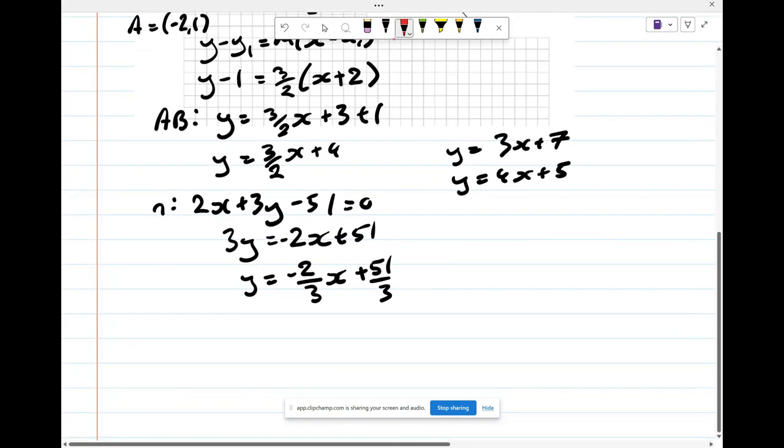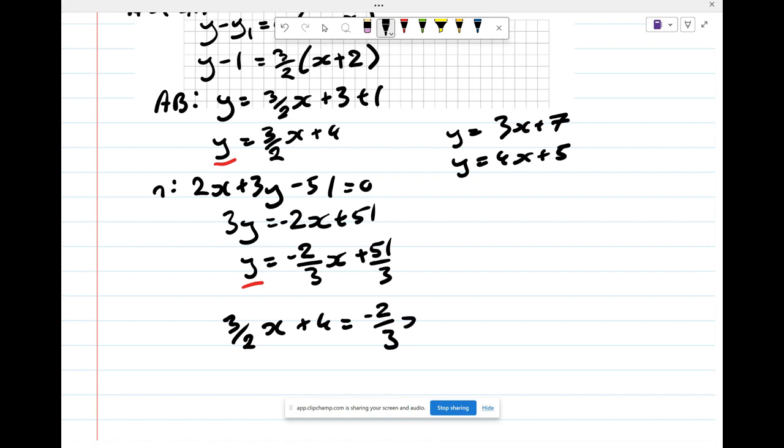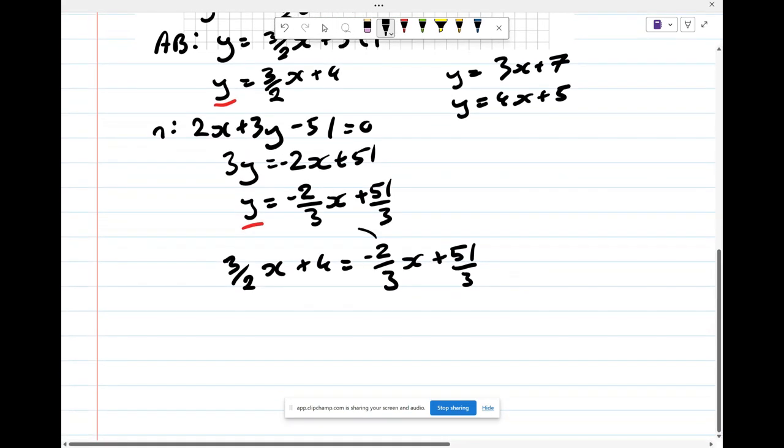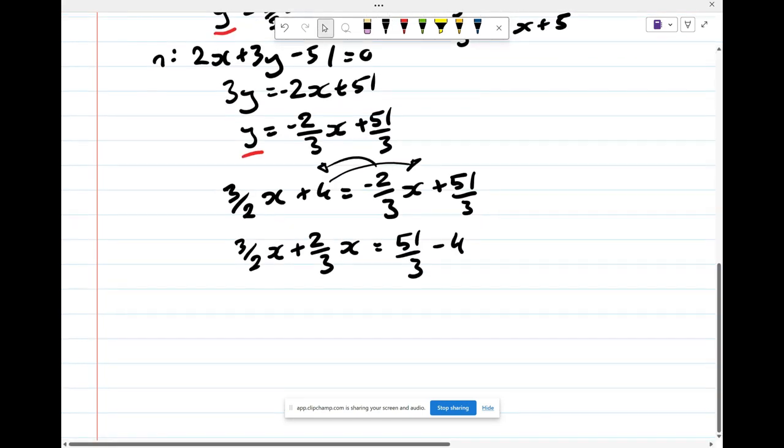And now we have two equations where y is on its own, and we can set them equal to each other. So 3/2 x + 4 is equal to -2/3 x + 51/3. So I'm going to bring this x this way, and I'm going to bring that 4 that way. So that's 3/2 x + 2/3 x is equal to 51/3 - 4.